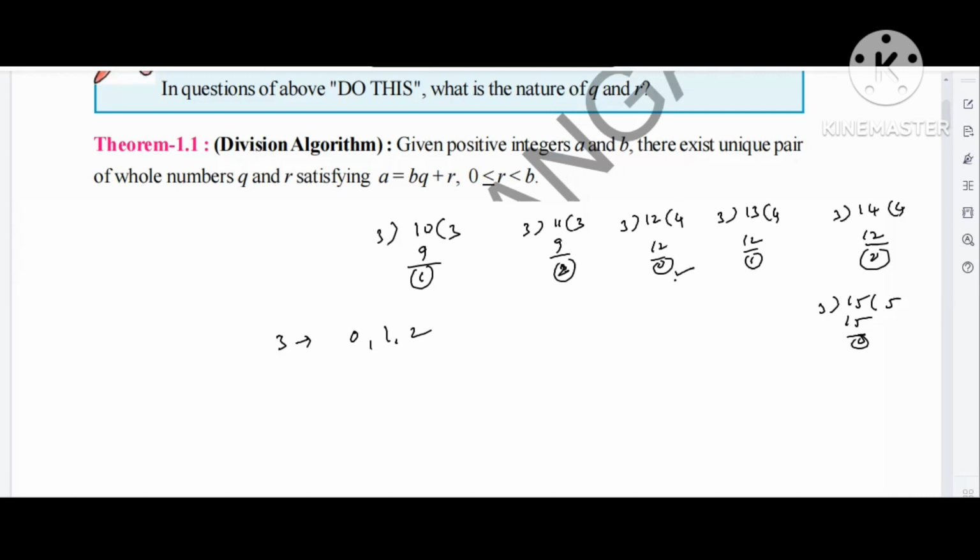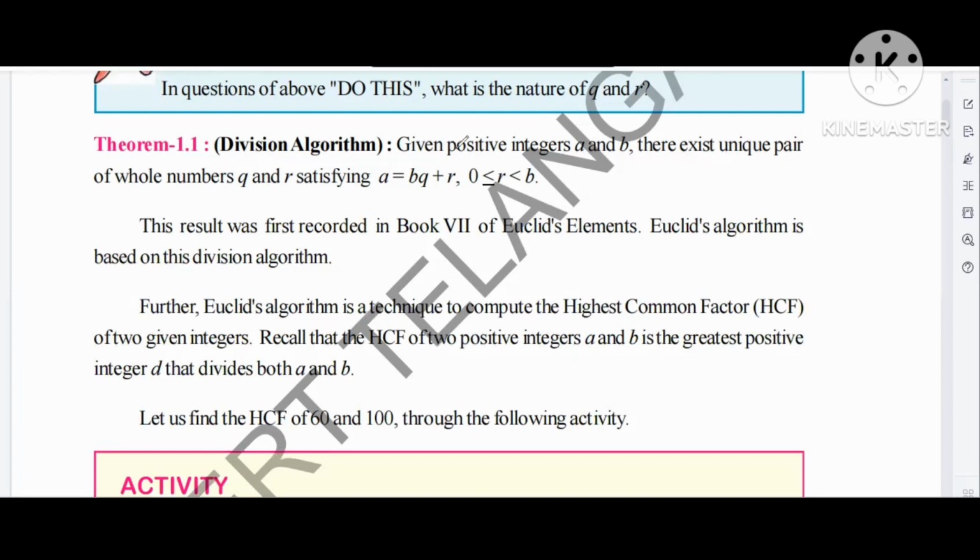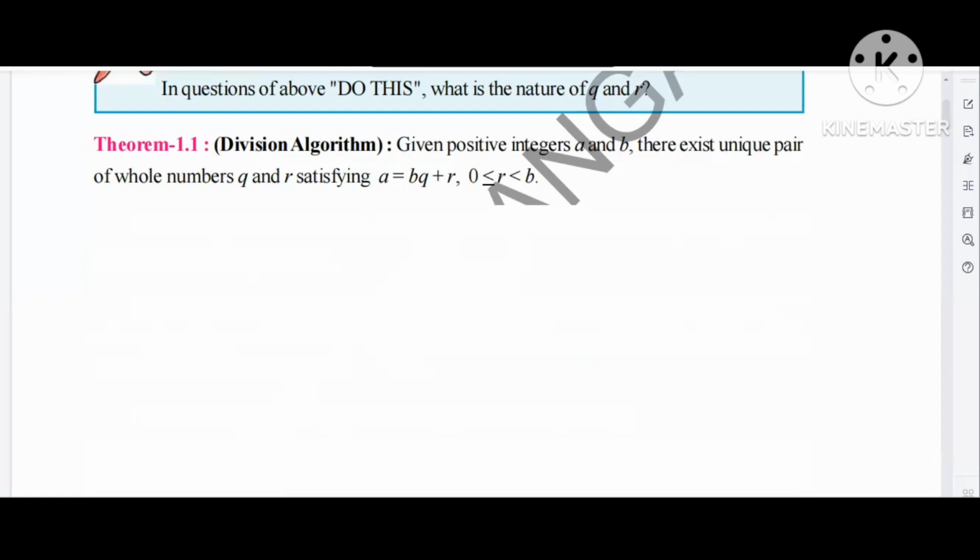Okay, so now let us go to the division algorithm. So what is division algorithm? For any two positive integers a and b, there exist unique q and r such that a equals bq plus r. Okay. So you understand what unique means. Unique means a single pair.